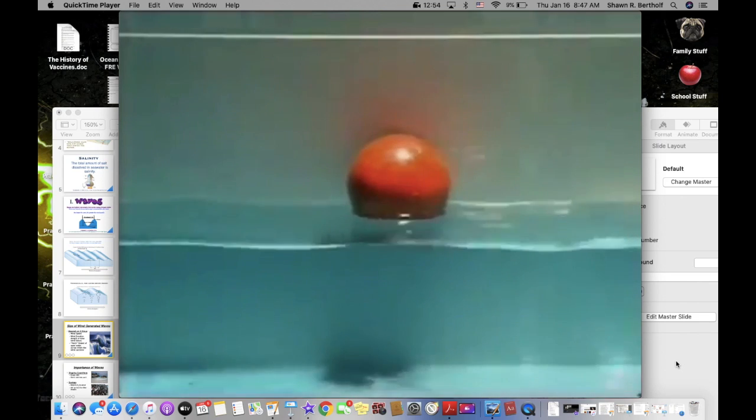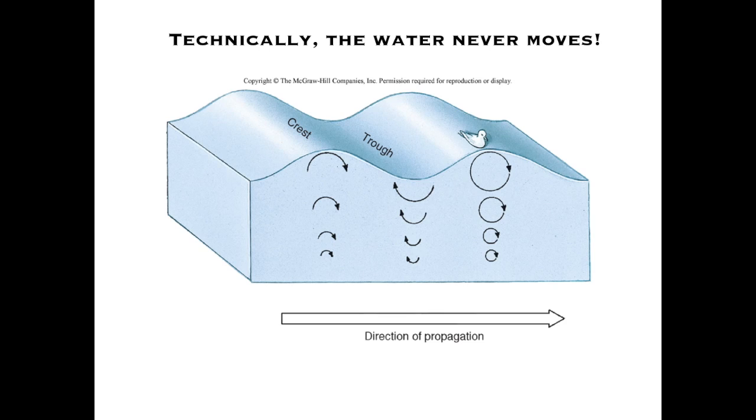The energy is being moved here right to left. Energy is going to be transferred from one part of the water to the other, causing the water to move up and down, but the water is not moving from left to right. Now, a current is the movement of water.